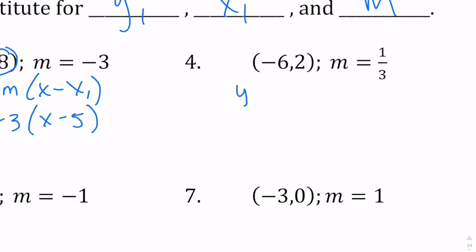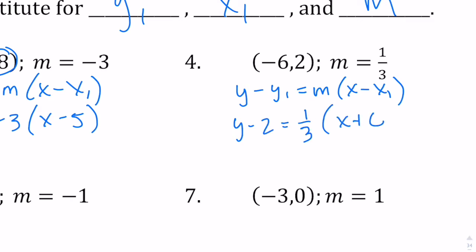Lastly, we have an example with a negative x value, so we'll see that as well here. Start with our formula. So we have y minus 2 equals slope of 1/3 x plus 6.